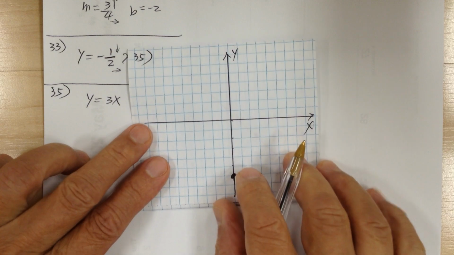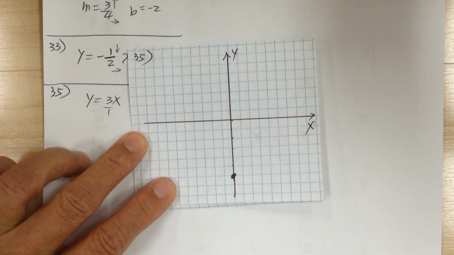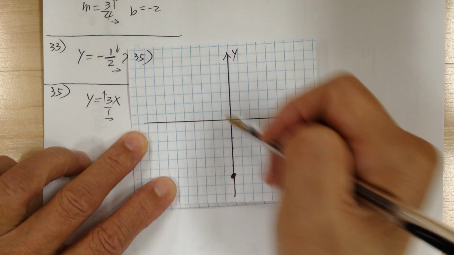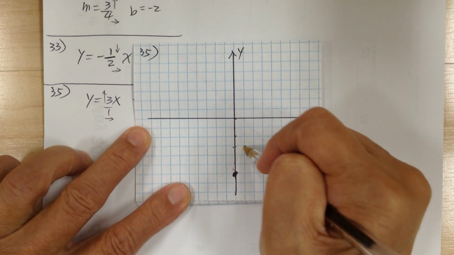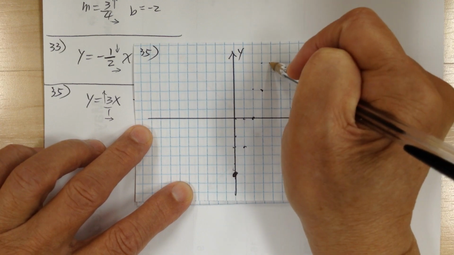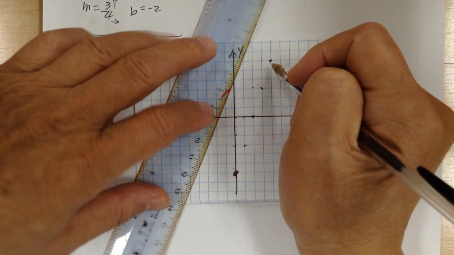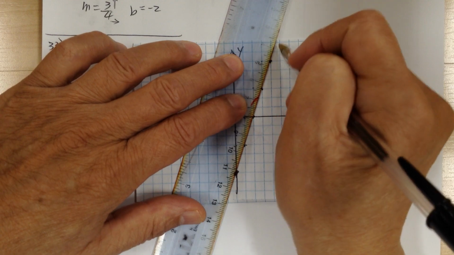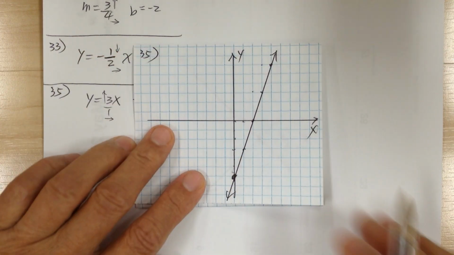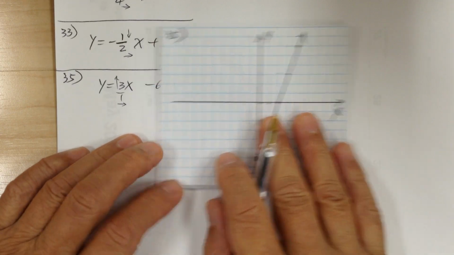So now the slope, you can make into 3 over 1, right? So that means you have to go up 3. This is for going up, and then go over. So go up 3 over 1, up 3 over 1, up 3 over 1. See that? Okay, and just graph. And that's it for number 35.